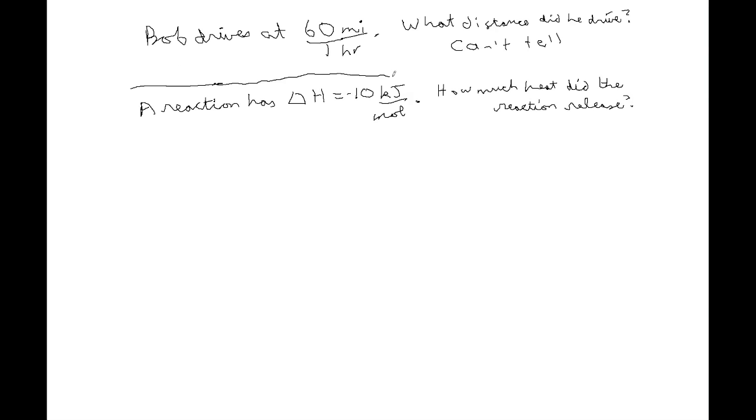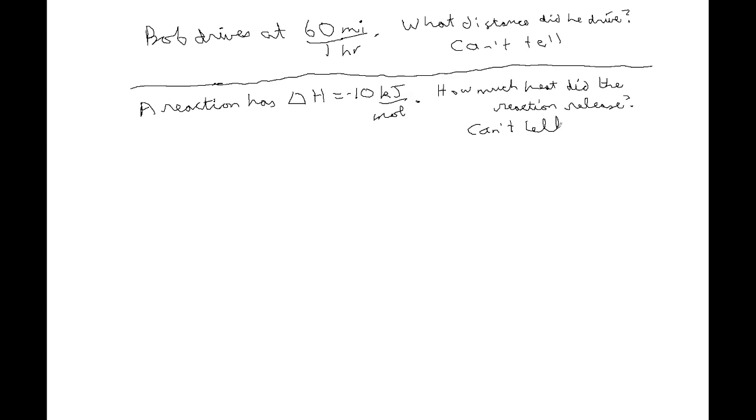So now what's the answer to this question? A reaction has delta E. How much? Well, we don't know what kind of a reaction happened, but negative 10 kilojoules per mole. So what's the answer to the question? Actually, we don't know yet. We can't tell. That's right.